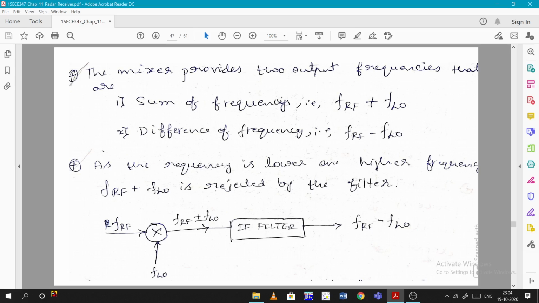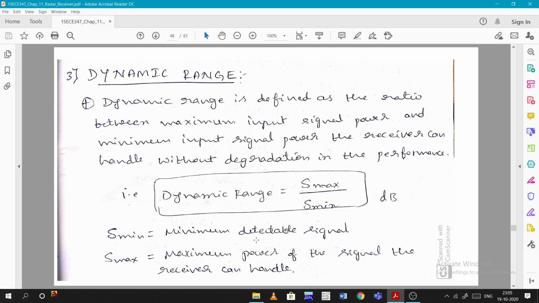But as the frequency is lower and on higher frequency, what we do is we take only a filter, like a low pass filter. It will only allow the low frequency component, that is the difference, because FRF plus FLO will be much higher, and this low pass filter only allows FRF minus FLO. So that is what we get at the IF filter.